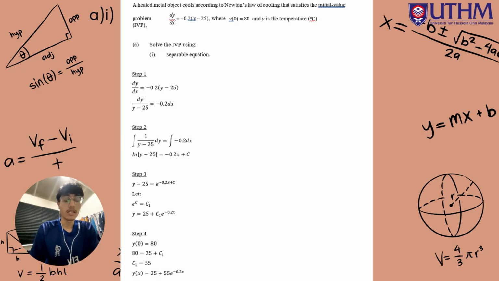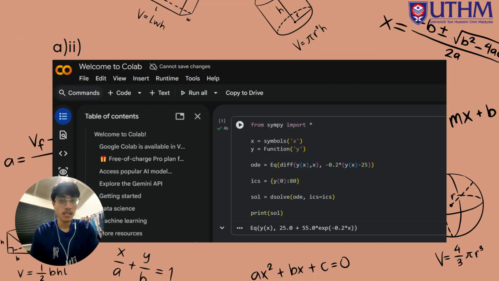So for the answer for question A, 1 Roman, after we calculate using the separable equation, we got the answer as shown on this slide. This slide shows that I use Google Colab to put in the coding and get the same answer as question A 1 Roman. So that is the same answer for question A 2 Roman.